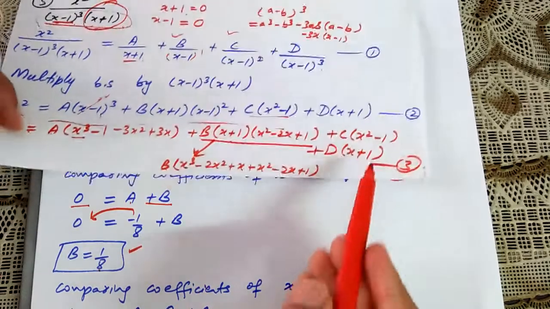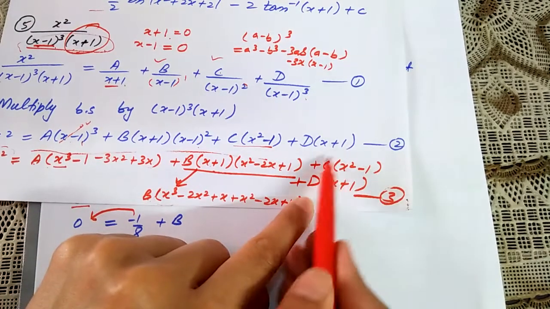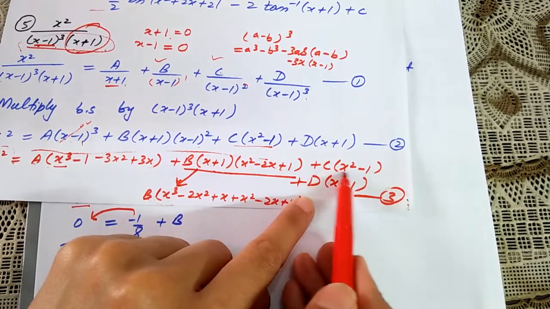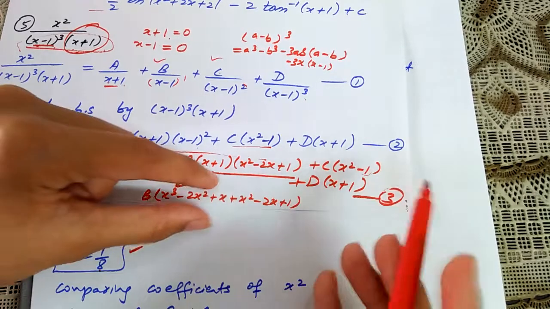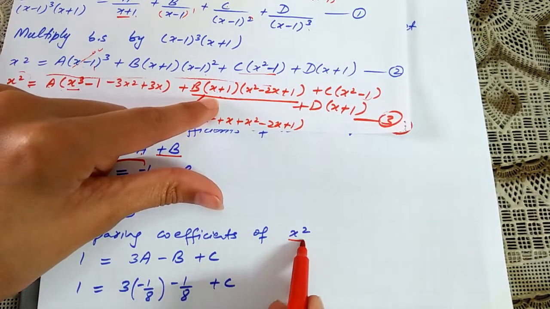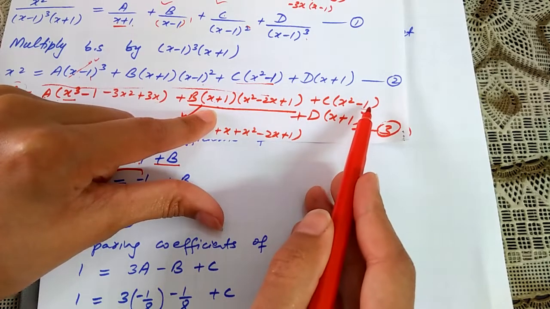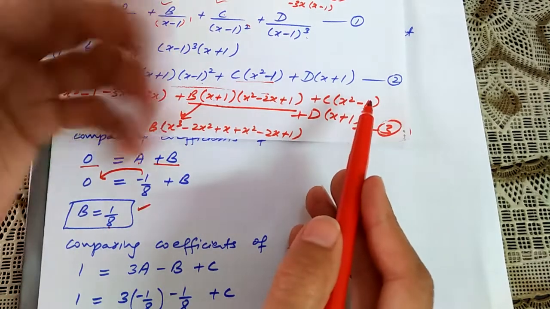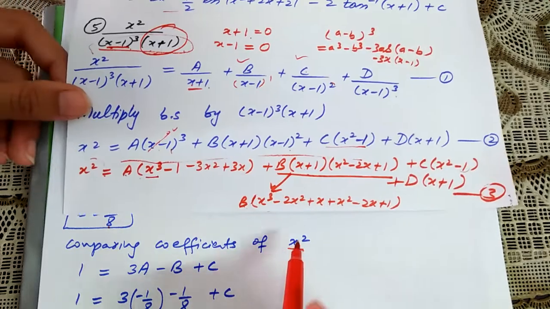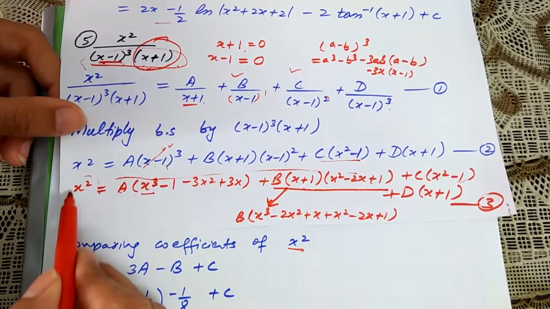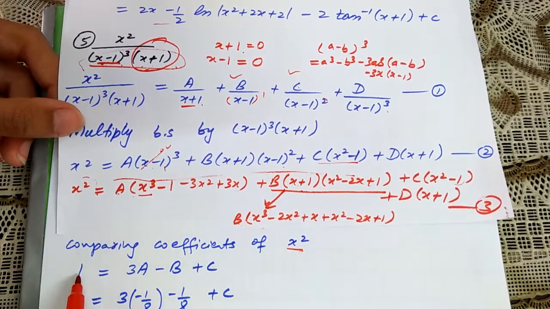For that purpose, you see here. C has the function x square and the constant. So we can do two things here. We can compare the coefficient of x square or we can compare the constants as well. It's up to you what you are going to do. I am comparing the coefficients of x square. On the left hand side, I have the coefficient of x square 1. So I have written 1 here.